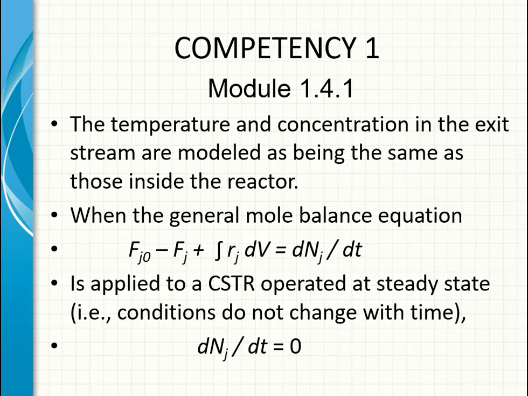And when the general mole balance equation, Fj0 minus Fj plus the integral of Rj dV equals dNj divided by dt, is applied to a CSTR operated at steady state, we know that dNj divided by dt is equal to 0, because it's a flow reactor and there is no accumulation.